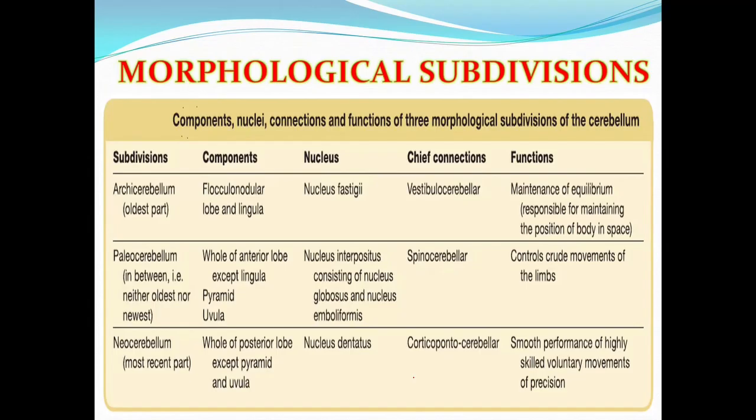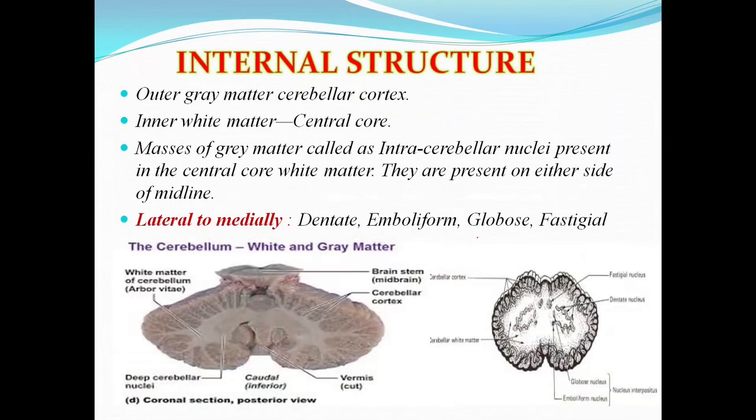In these morphological subdivisions, you can identify the archicerebellum as the oldest part, which, as I already mentioned, is responsible for maintaining the position of the body. The paleocerebellum maintains the crude movements by different tracks, as mentioned in the archicerebellum: vestibulocerebellar, spinocerebellar, and the cortico-pontocerebellar, which maintains the skilled voluntary movements.